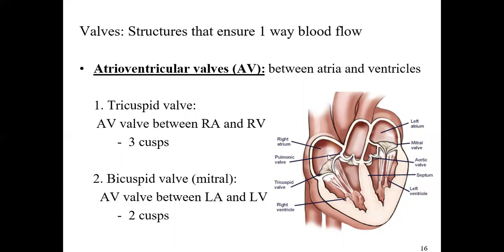And so if you're on the right side of the heart, then the valve that's located between the right atrium and the right ventricle would be the tricuspid valve. If you're looking at the left side of the heart, the valve that's between the left atrium and the left ventricle, that's called the bicuspid valve, or sometimes you'll see it called the mitral valve.